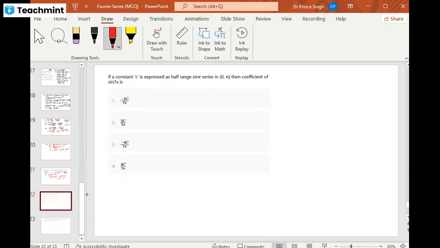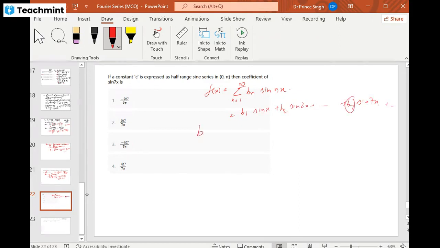Okay, the next question is: if a constant c is expressed as a half-range sine series, then the coefficient of sine 7x is? Half-range sine series is f of x is equal to summation n varies from 1 to infinity bn sine of nx, right? So if I open this, then we have b1 sine x plus b2 sine 2x, and so on, b7 sine 7x. So basically, I need the value of b7.